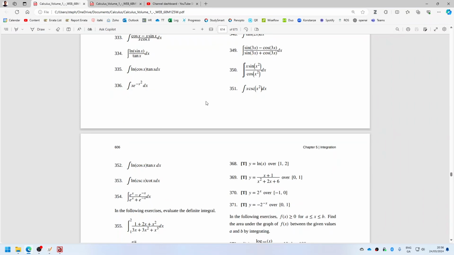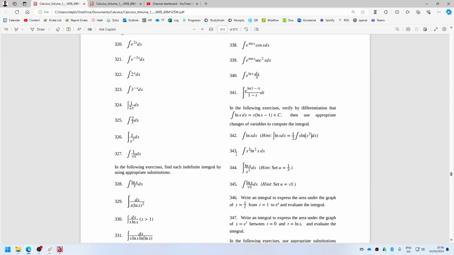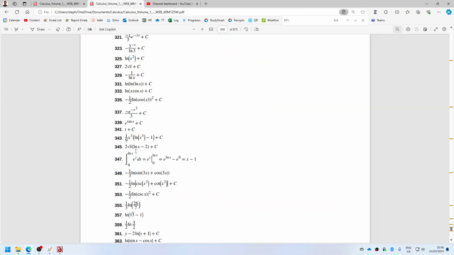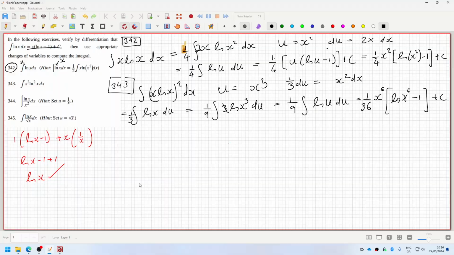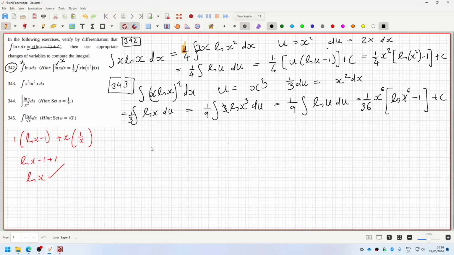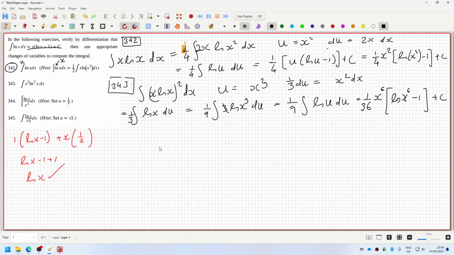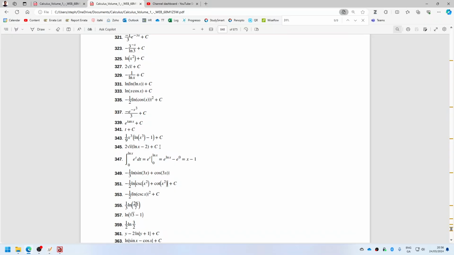What number is this now? 3, 4, 3, 1/9, yes. 1/9 x cubed. Huh? That's strange. That's strange.